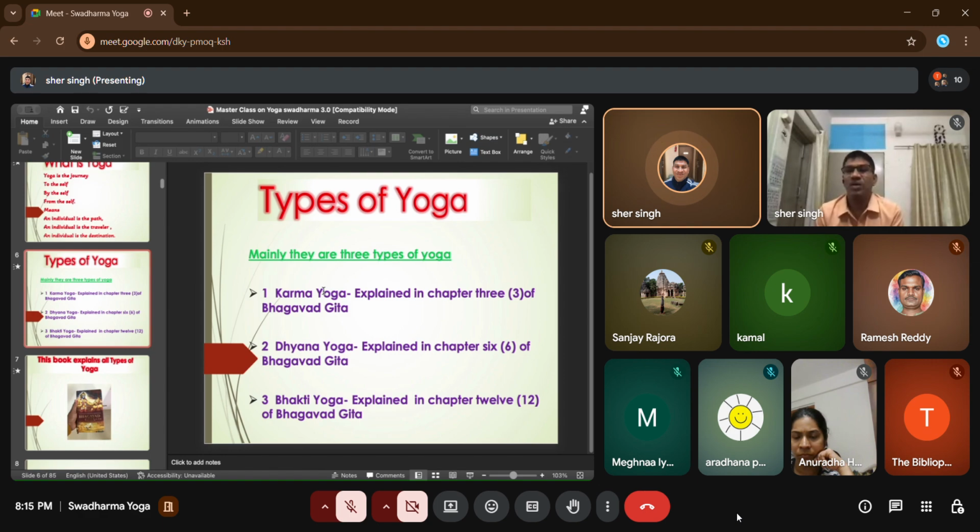Then Dhyan Yoga, explained in chapter 6 of the Bhagavad Gita, which is what we do nowadays. We will talk about it later. And then Bhakti Yoga, explained in chapter 12 in great detail. ISKCON people propagate Bhakti Yoga. Mirabai attained enlightenment through the way of Bhakti Yoga.